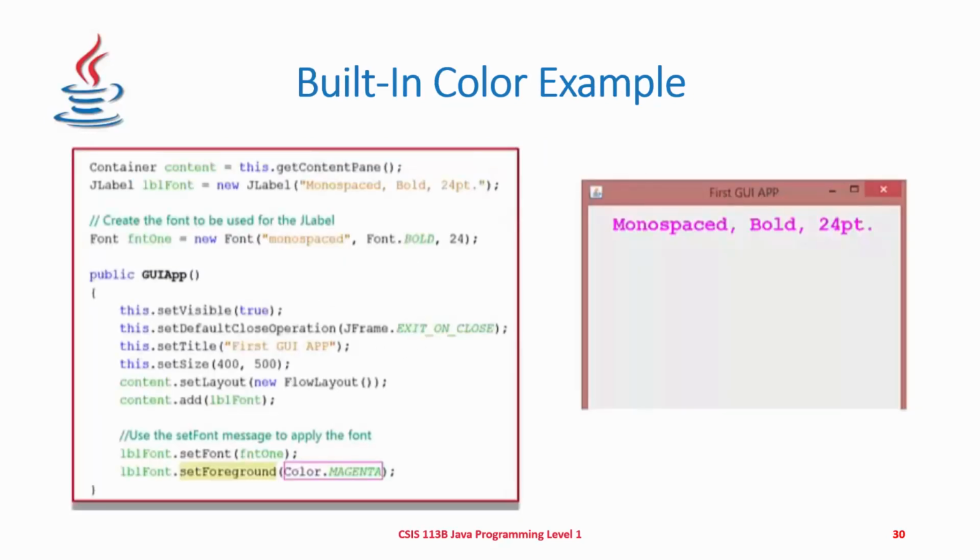So here's an example using a built-in color. Just jump all the way down to the bottom of that code there, and you can see that for the JLabel, we are using the set foreground method, and then what we're passing to it is the keyword Color dot and then the constant, in this case, magenta. The graphic on the right then just shows you what magenta looks like when assigned to the JLabel.